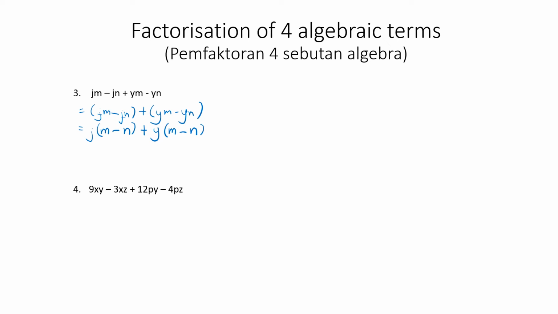So that when I do expansion, you always can check back when you do an expansion. Y times m is ym, and y times negative n, you will get negative yn. And the last step is you write the common terms, and I write the common factors only once. So the remaining is j plus y. Common factors is m minus n. Write only once.